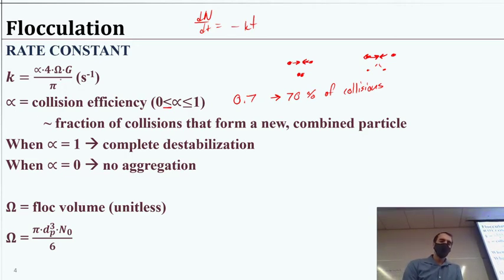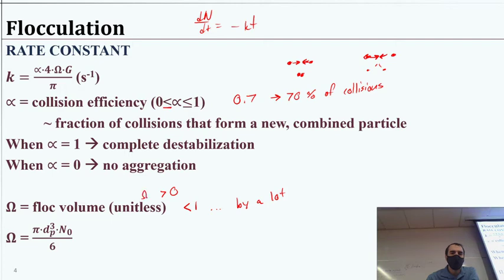We already talked about G, the mixing intensity. So aside from that, the only thing left here is this omega term, and this omega is flock volume. This is a unitless term because it's actually volume per volume. It's kind of like the volume concentration: in a liter of water, how much of that volume is occupied by particles? So this is always going to be less than one because we're looking at the volume of something within this volume. It's going to be a lot less than one unless we're dealing with a really thick slurry, which we're probably not going to be dealing with, and it's also going to be greater than zero.